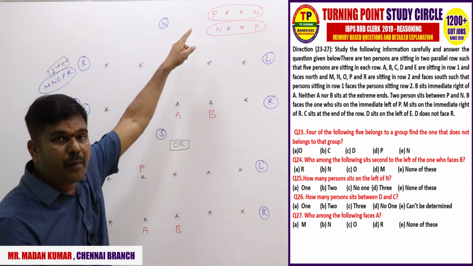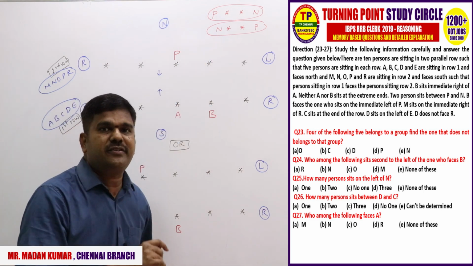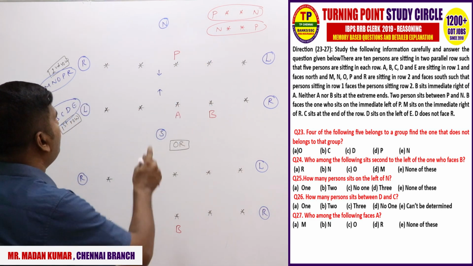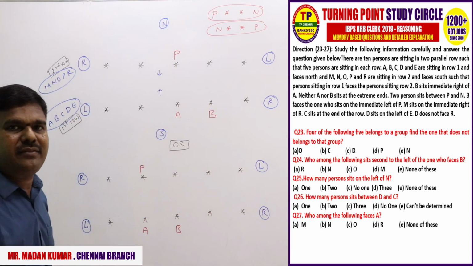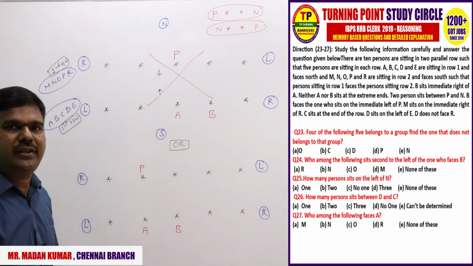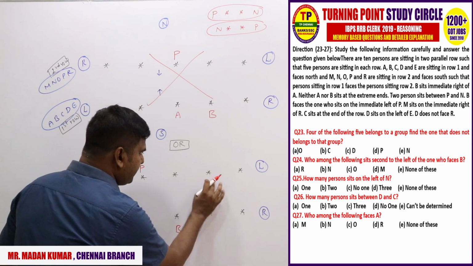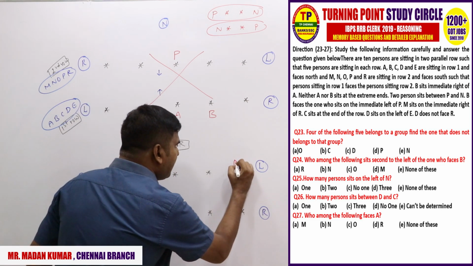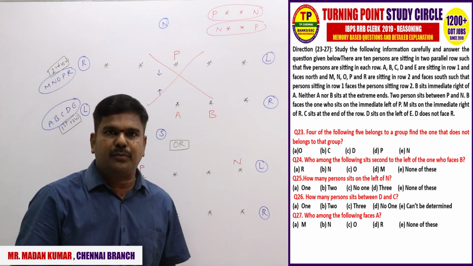Next one. Now come to the previous statement. What is being given? Between P and N, two persons are sitting. This possibility is ruled out, because P is in the middle, so it is eliminated. So between P and N there are two persons, only a two-person gap, and N must be here. You are left with only one possibility now.